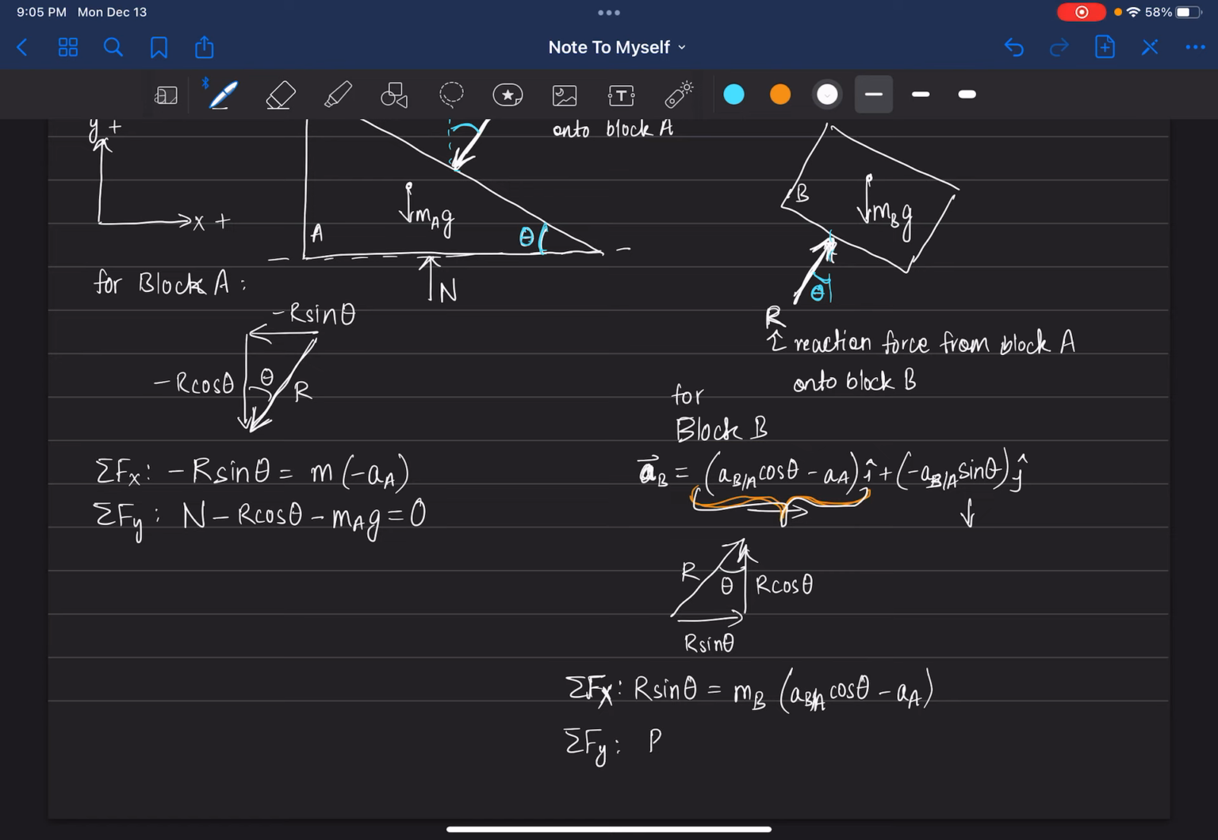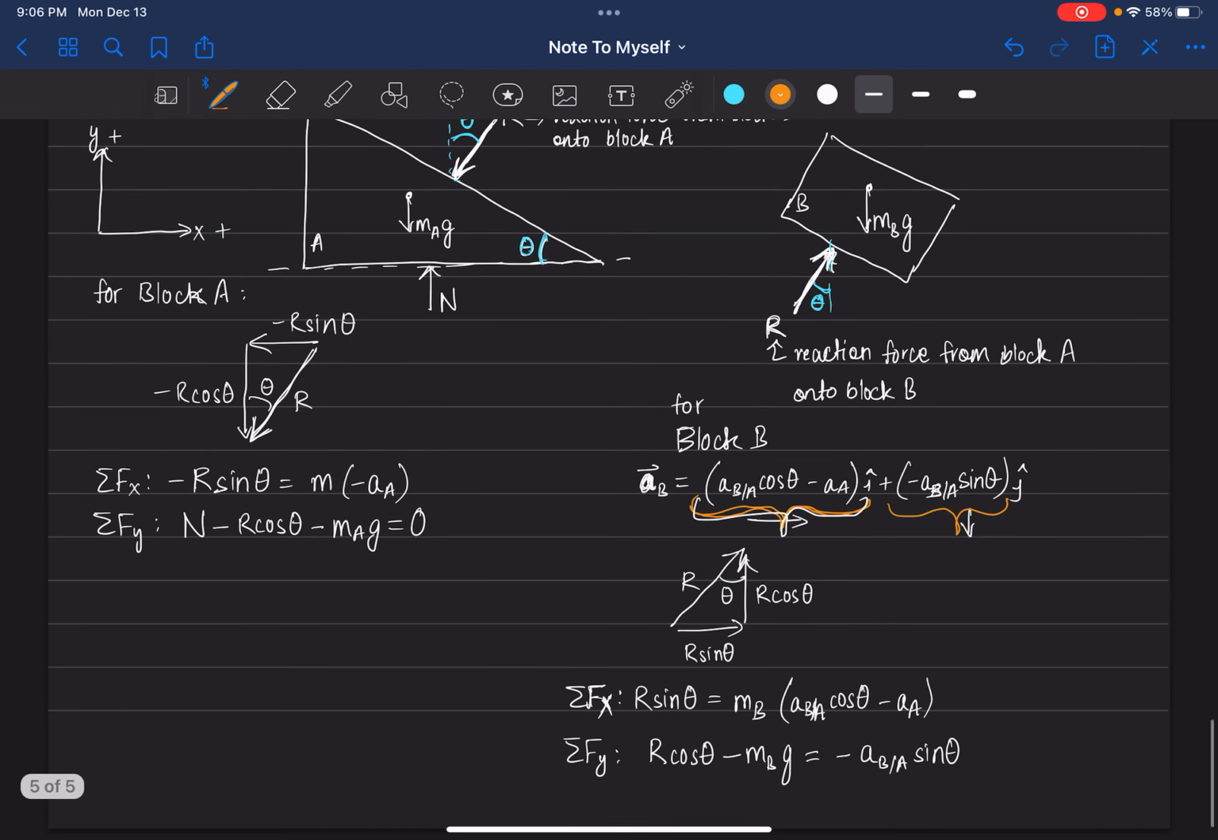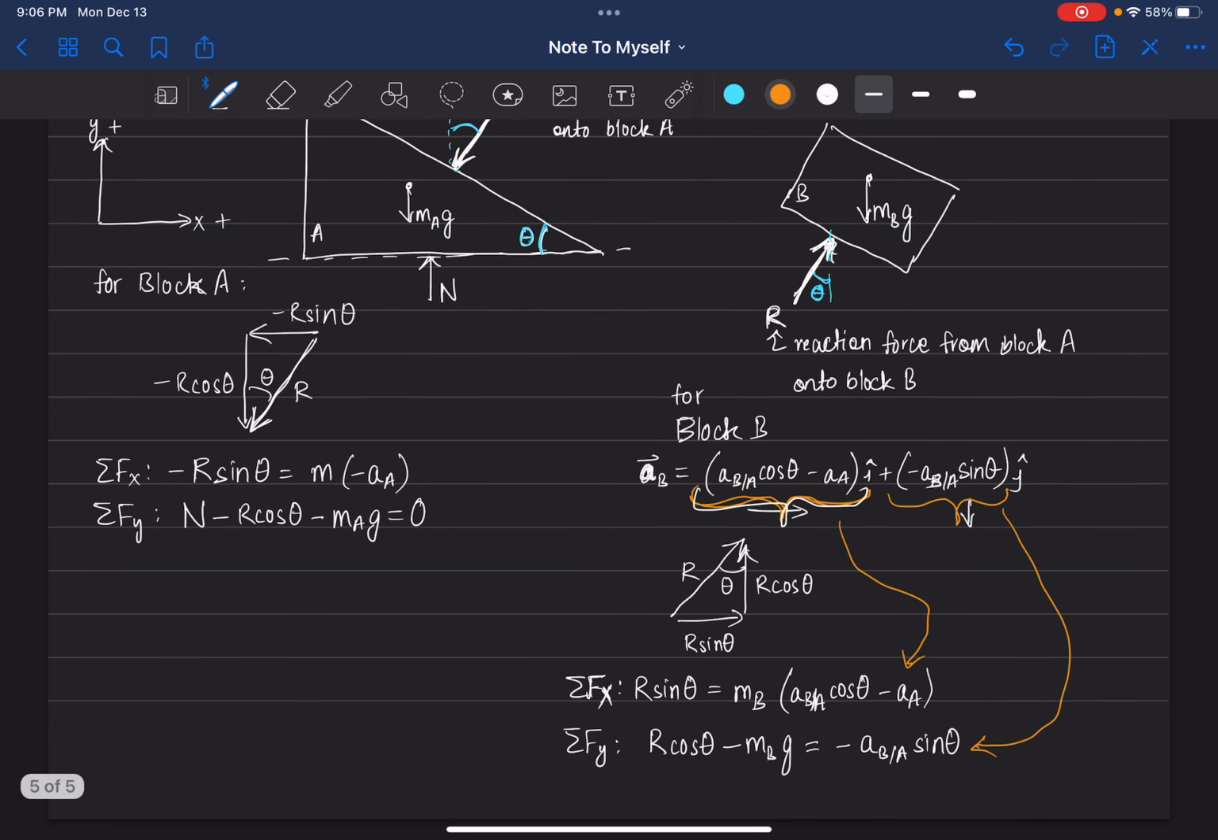Now, doing a similar thing in the summation of Fy, let's see what we get. We get R cosine theta going up minus m_B g equals negative a_B with respect to A, sine theta, because we want the acceleration in the y direction, which is right here. One thing I forgot to do: this should be mass of A, not just m, because there are two different blocks, so I have to specify that.